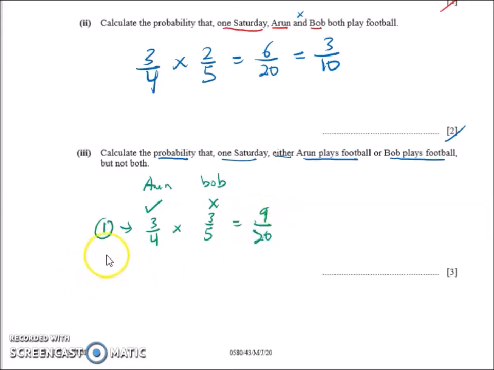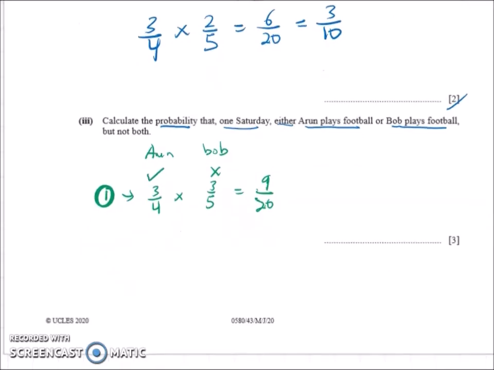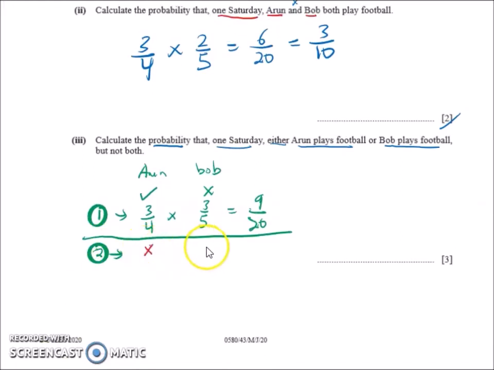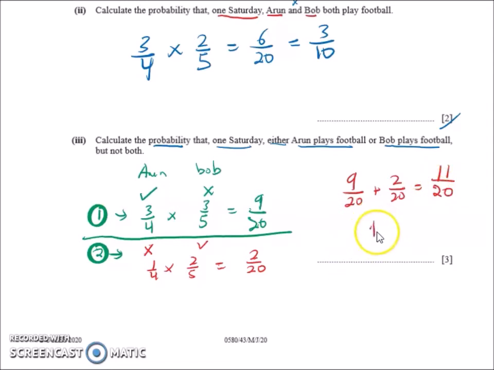Okay, the second one here will be: Arun doesn't play and Bob plays. Here will be 1 over 4 multiplied with 2 over 5. Here you'll be getting 2 over 20. And both of these we have to add together. So you'll be getting about 11 over 20. So that's your answer here for this question, and you are getting 3 marks here.